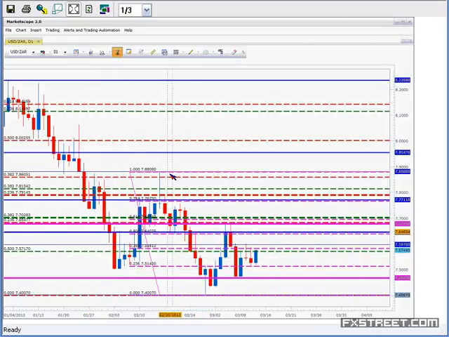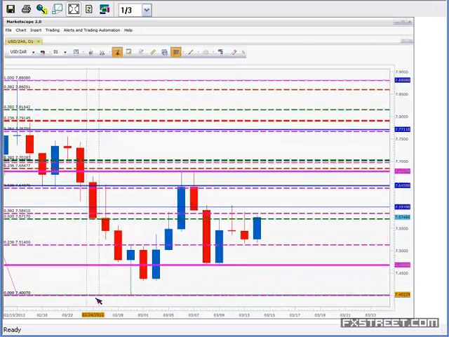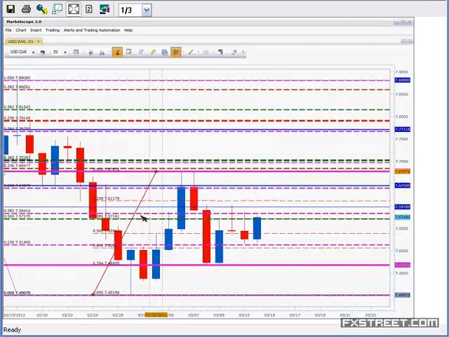Right, so the next fib I want to pick up is 40.07 down to 67.75. 67.75 and 40.07. And again, I just make it a little big so it stands out.